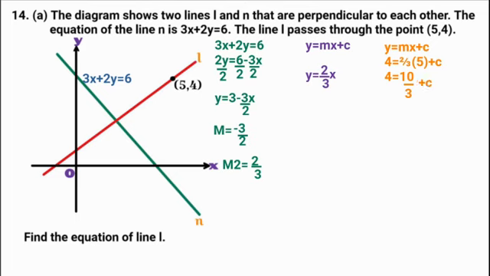Now at this stage we're going to put like terms together. So we're going to write 4 plus, so the 10 over 3 will cross the equal sign and go to the side of 4. That means it's going to be minus 10 over 3, which will be equal to c.